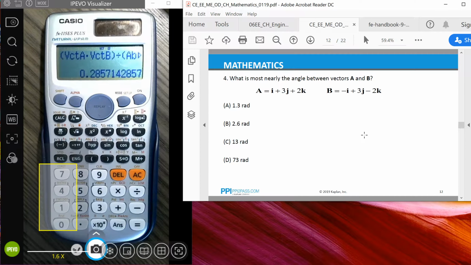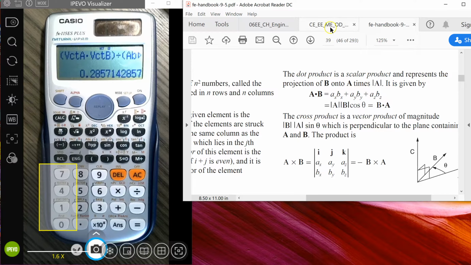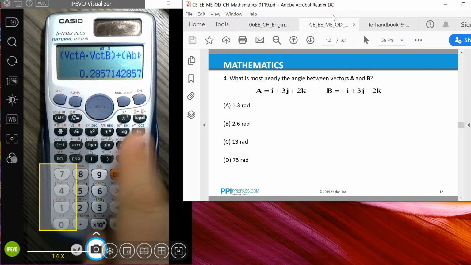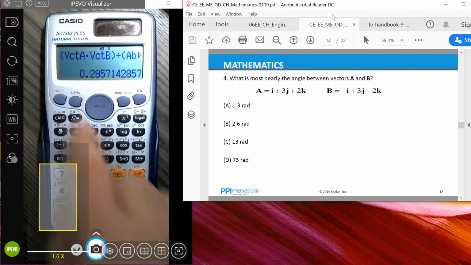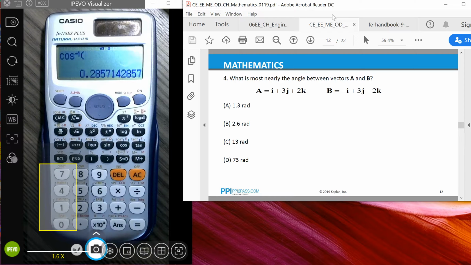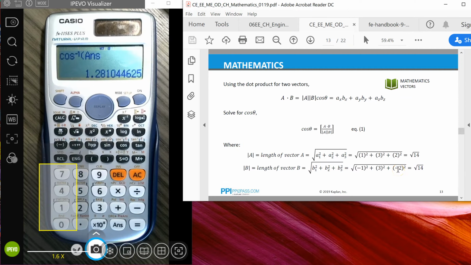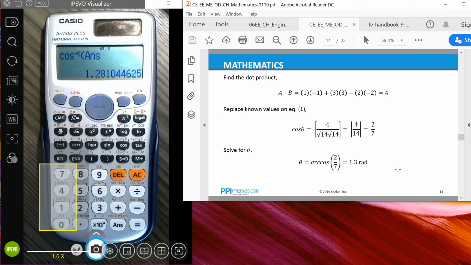Okay, 0.2857. That's really the cosine of the angle, so we want to take the arc cosine of that thing. So that's the answer. So we're going to take the arc cosine, shift arc cosine of the answer equals 1.28 radians. 1.28 radians is approximately 1.3 radians. Let's see what the answer gives us. Hey, look, 1.3 radians, so we're good. Okay?